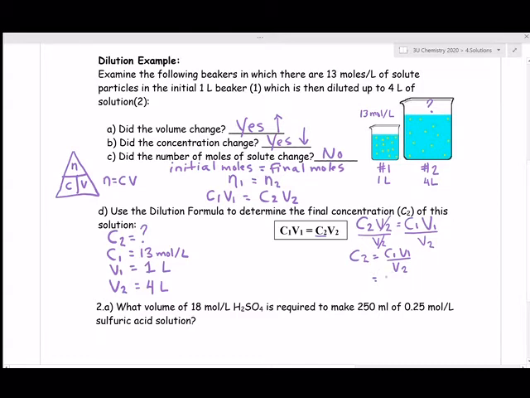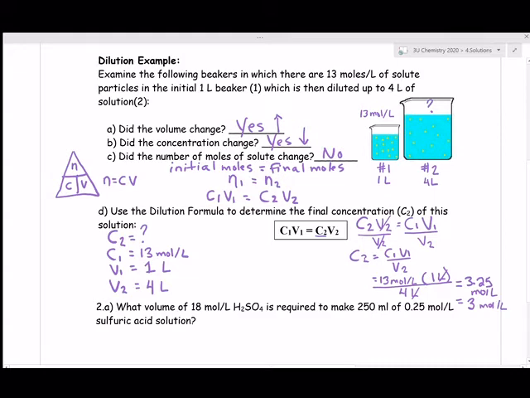So initial was 13 moles per liter. Initial volume was 1 liter. Final volume was 4 liters. Comes out to 3.25. Oh, and by the way, these liters will cancel and you will be in moles per liter. Now, because I was kind of being lazy here, I just said 1 liter and 4 liter. We can actually only have one significant digit.